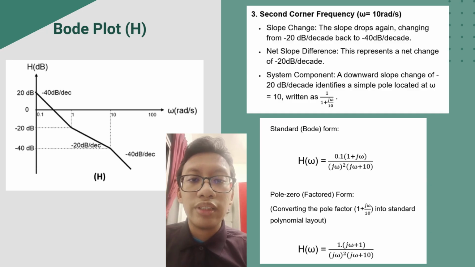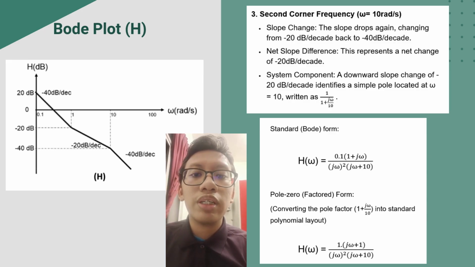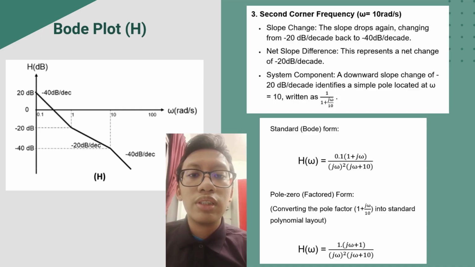To determine the system gain, K, we use the magnitude information from the low frequency region. From the graph, the magnitude is approximately 20 dB at omega equals 0.1 radian per second. Substituting this value into the magnitude equation gives a gain of K equals 0.1. Combining all identified components, namely the double pole at the origin, the zero at omega equals 1, the pole at omega equals 10, and the gain K equals 0.1, we obtain the transfer function. In conclusion, the transfer function is successfully derived by analyzing the slope change and corner frequency of the Bode plot.